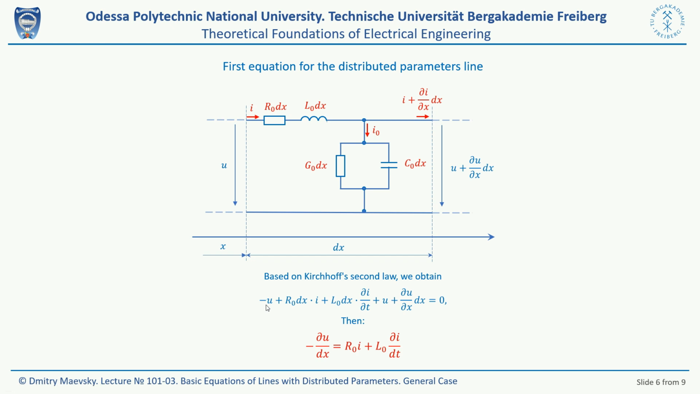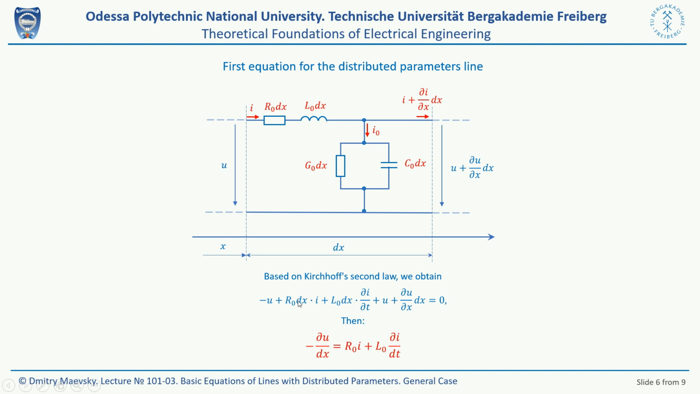The current I coincides with the bypass direction of the loop, so the voltages at R0 dx and L0 dx enter the equation with a plus sign. Minus u and plus u, there and there, and up to 0.